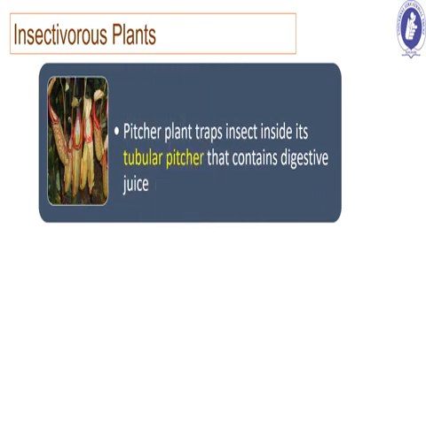Pitcher plant has leaves modified into a long tubular pitcher. Inside the tubular pitcher, it contains digestive juices. So when an insect by mistake comes and sits on top of this pitcher, it will just be thrown into the long tubular pitcher because it is a long barrel shaped structure. And inside, with the help of digestive juices, that insect is getting digested.